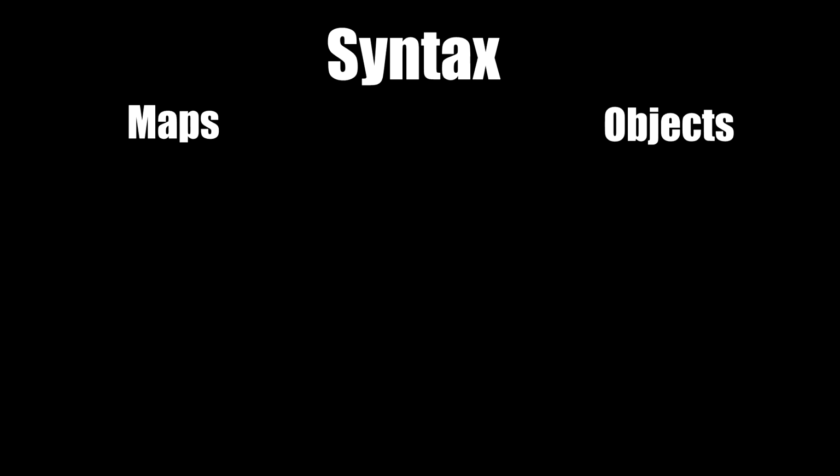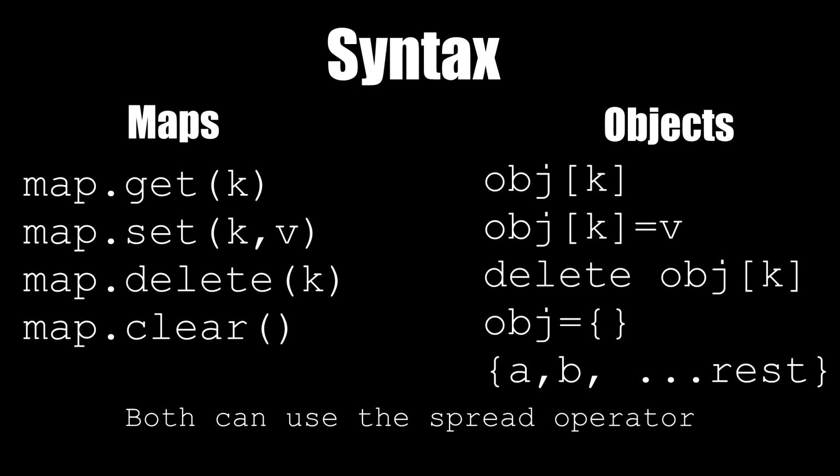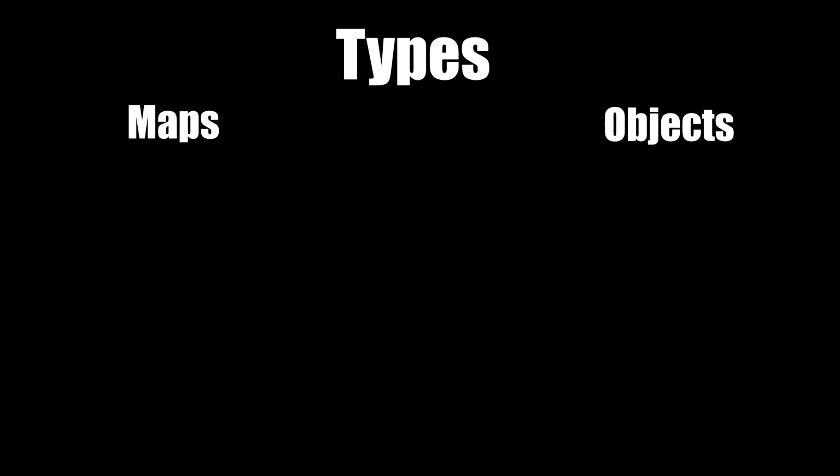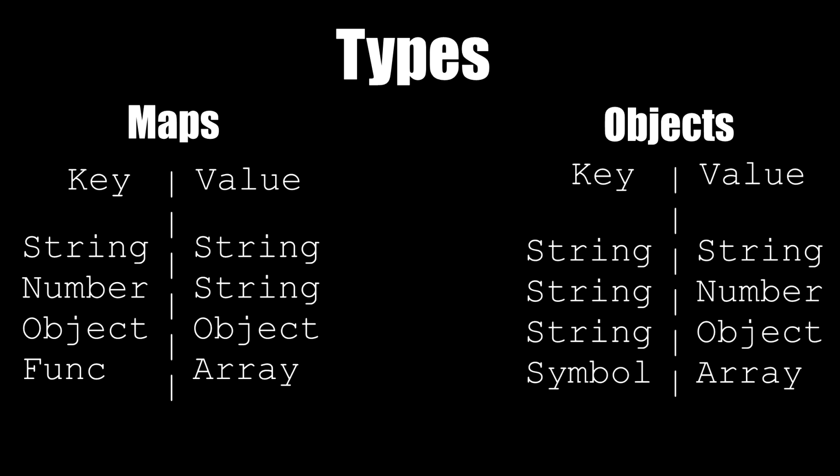We start with the syntax. While maps are simply accessible using class methods, objects are more syntactical and faster to write. Both provide a key value store, but maps can use any primitive or object type as key, whereas objects can just use strings and symbols as keys. Both can have primitive and object types as values.